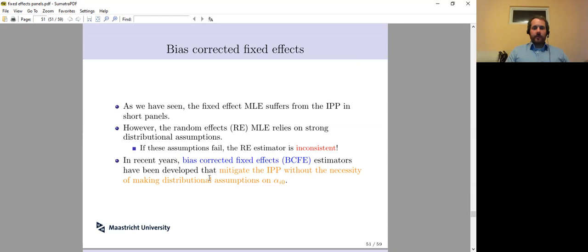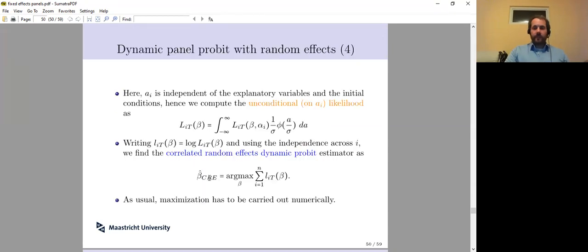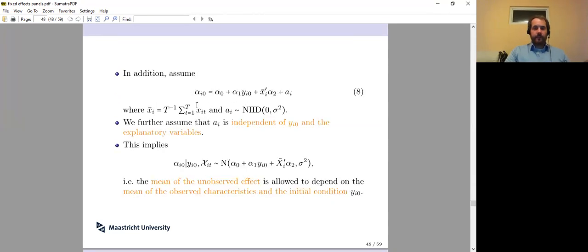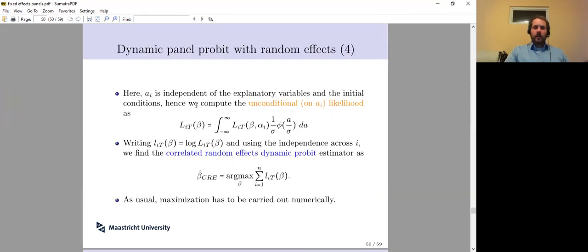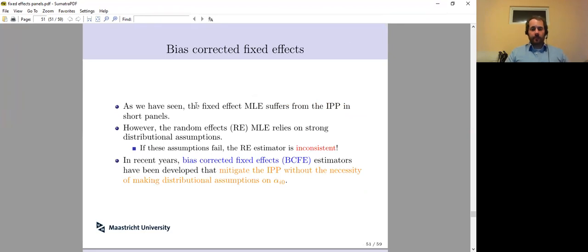Now, of course, the big disadvantage of the correlated random effects approach is that we have to specify this distribution here, and we have to specify the exact form of the unobserved effect. For instance, if this distribution is misspecified, then our estimator will be inconsistent. And if the dependence structure is more complicated than what is written here, again, the estimator will be inconsistent. So let's try to relax all those assumptions. Let's go with the MLE in fixed effects again.